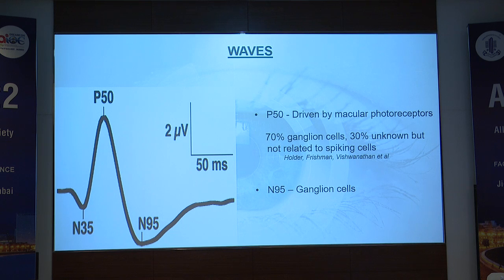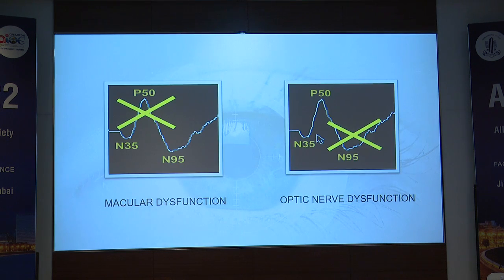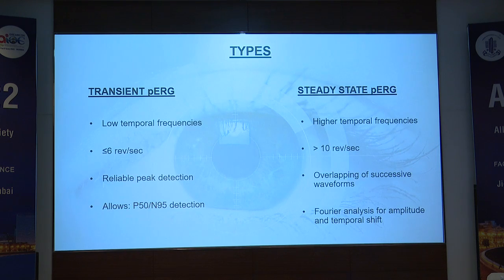Three types of waves are formed, but broadly remembering there are two types of waves that are really important for us: a P50 wave and an N95 wave. A P50 wave arises 70% from the ganglion cells, but is actually driven by the macular photoreceptors. And N95 comes from the ganglion cells, and they're the negative waves. So in a maculopathy, the P50 wave goes, and in an optic nerve dysfunction, the N95 goes.